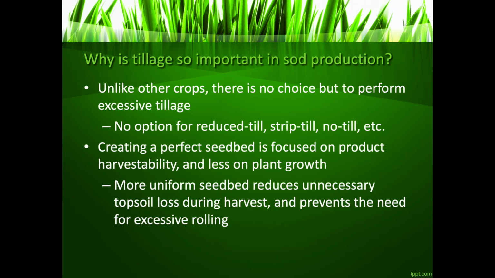In order to justify the costs, you first need to understand why tillage is so important in sod production. Unlike other crops, there is no choice but to perform excessive tillage. In most crops, creating a seed bed is focused on improving growth, although in sod production, a uniform seedbed is important as it allows for improved harvestability. While grass seed can still easily grow on uneven soil, seeding into rough conditions creates problems during harvest. A more uniform seedbed reduces the amount of unnecessary topsoil loss during harvest and can prevent the need for excessive rolling. Let me explain.